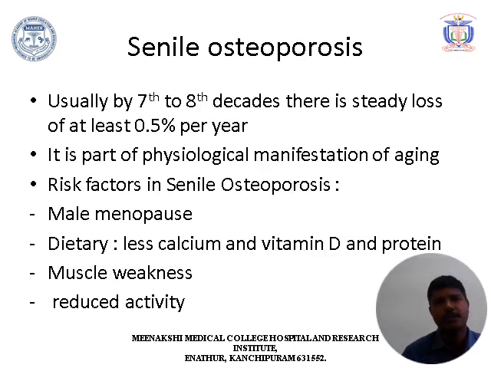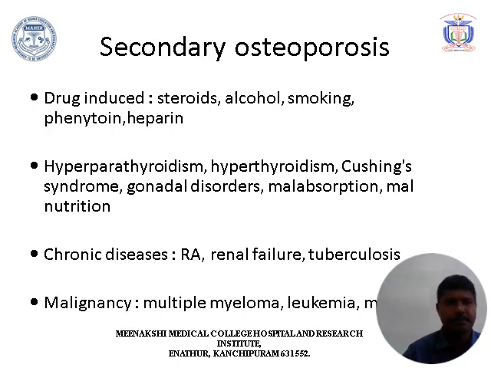Coming to senile osteoporosis, it occurs even in males at the age of 7 to 8 decades in life, and there will be steady loss of bone at the rate of 0.5% per year. It's a part of the physiological manifestation of aging, and risk factors in senile osteoporosis are male menopause, dietary factors because of less calcium and vitamin D levels, and muscle weakness and reduced activity.